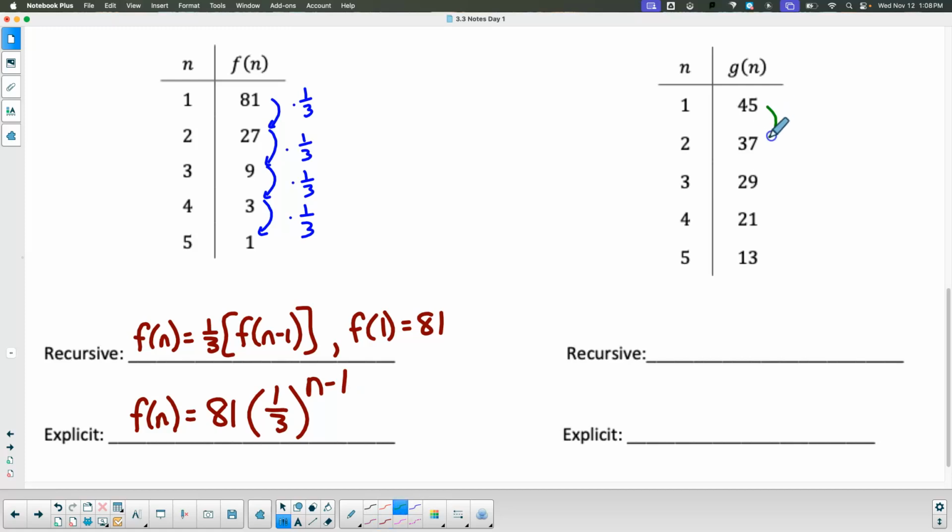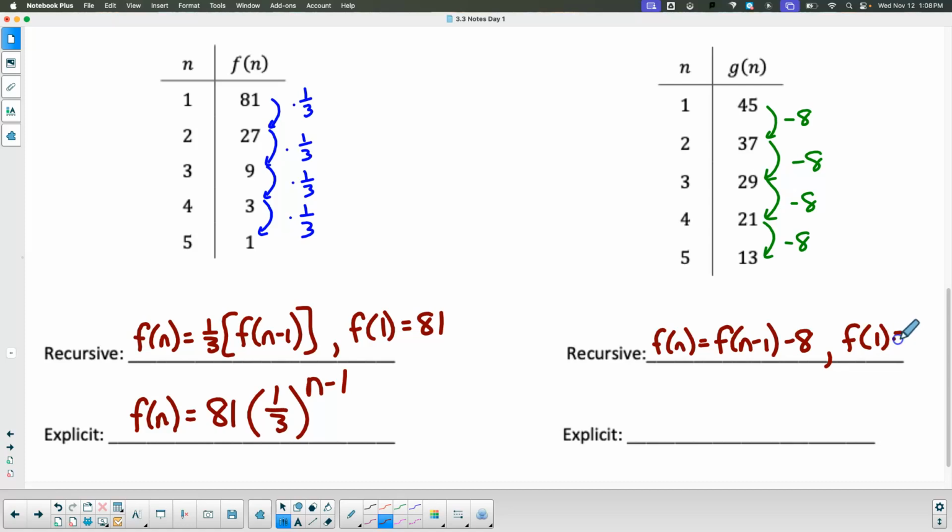On this one, looks like we are subtracting 8, subtracting 8, subtracting 8, and subtracting 8. So my recursive function would be f of n equals f of n minus 1 minus 8, and I'm going to get a placeholder of f of 1 is 45.